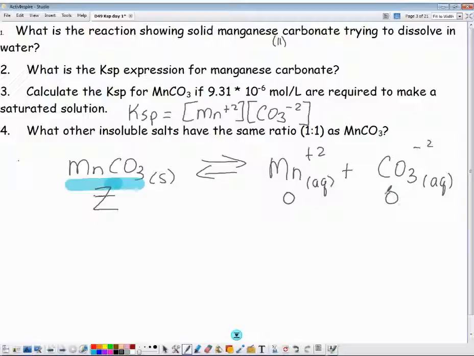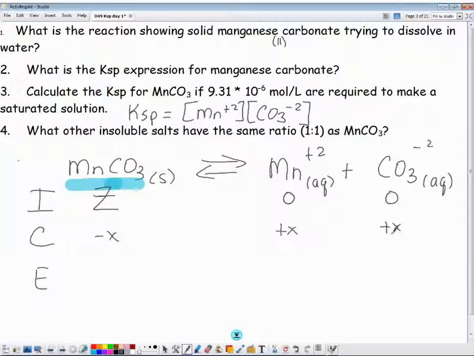Okay, now the ICE chart, that's the I. Let's write in the C. You ready? What am I going to put, Jordan, at my C? What do I normally put at my C to get to my E, my equilibrium? Minus X, plus X, and plus X. Thank you. You remember to use your coefficients, yes? Remember to use your coefficients, yes?